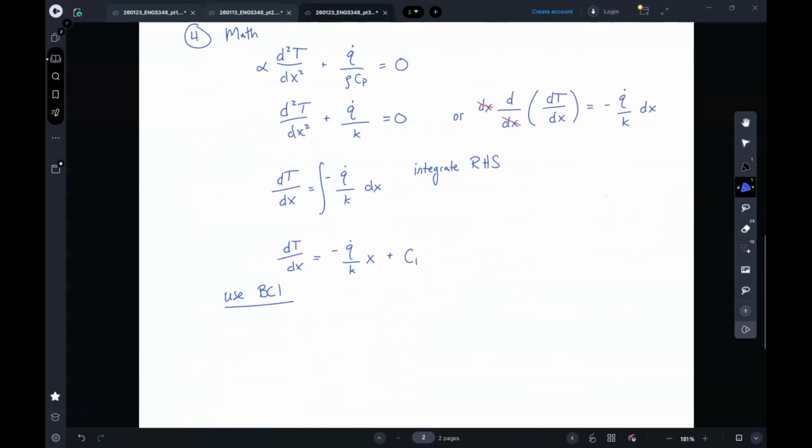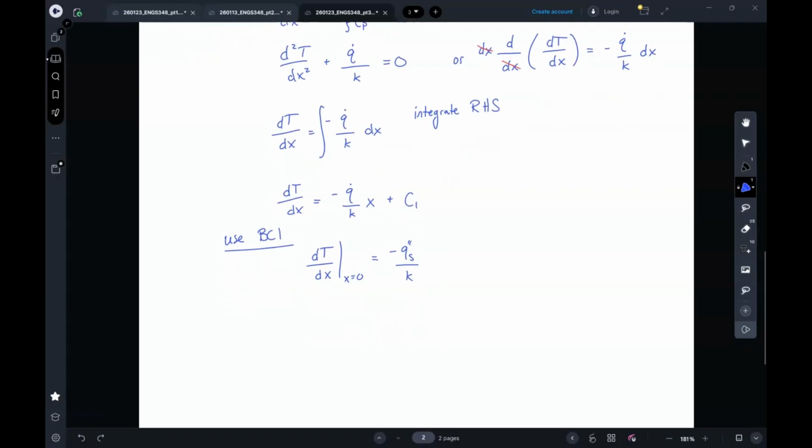So dT/dx evaluated at x equals 0, right? This is my boundary condition, equals minus qs over k. That's my boundary condition. So that must be true. That's what my BC says. So all I need to do is take my equation up here and plug in a 0 for x, and then make sure that my constant is such that this equation, this boundary condition equation, is true. Right? This is how we use our boundary conditions.